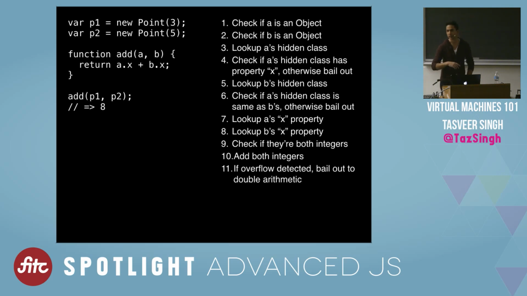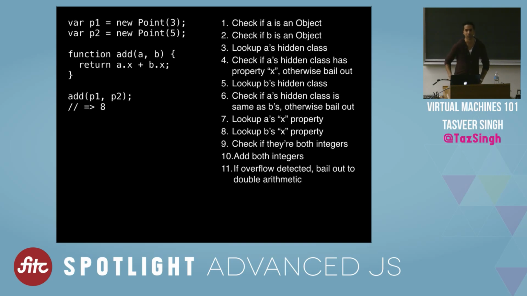So as I mentioned before in our hidden classes, if those two hidden classes are different, this is what's called a polymorphic inline cache. Polymorphic means different types. A big word for different types. If they're the same hidden class, it's a monomorphic inline cache. Monomorphic, same type. So in that case, we can make additional optimizations just because they are the same type, right? So in this case, we don't have to look up if B has an X property. We don't have to look up where that X property is. We already know it's the same type. Okay, cool, moving on. Look up A's X property, look up B's X property, check if they're both integers, add both integers, and if overflow is detected, bail out to double arithmetic, right?